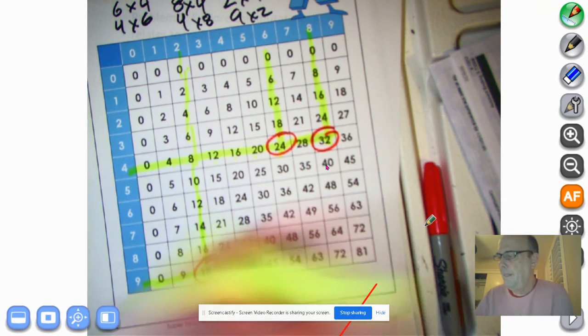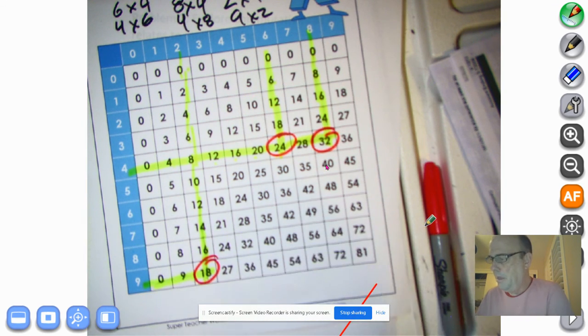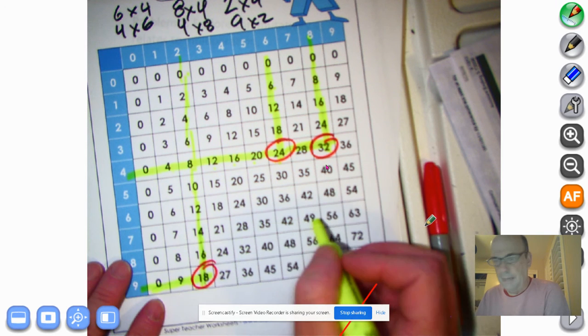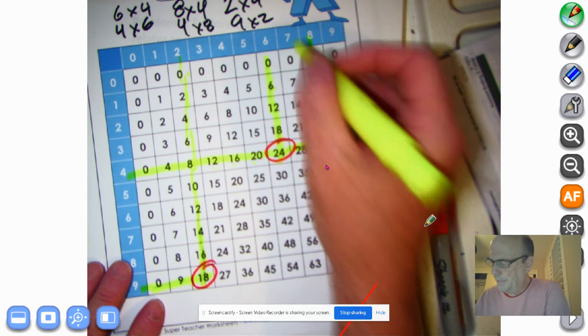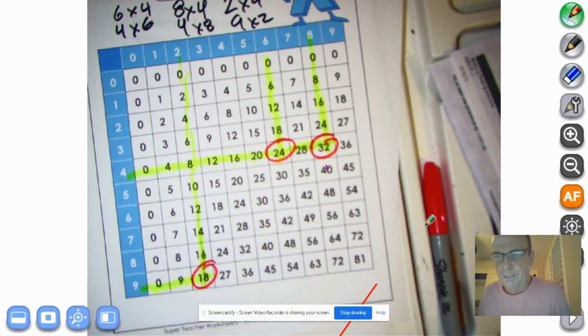So okay, 5 times 6 is 30. 6 times 5 is 30. 7 times 7 is 49. 7 times 7 is 49. That wasn't a very good example. Let's do 7 times 6 is 42, and 6 times 7 is 42. It's all about the commutative property.